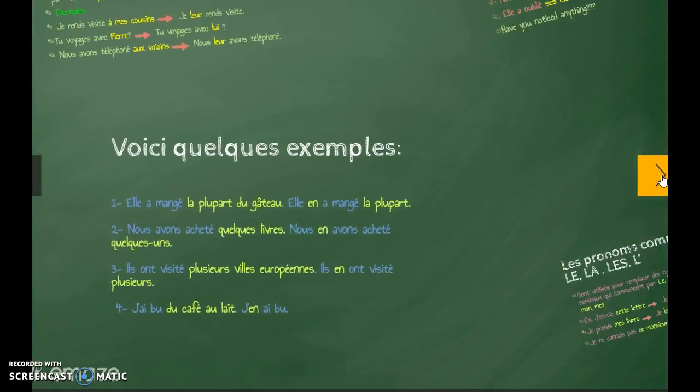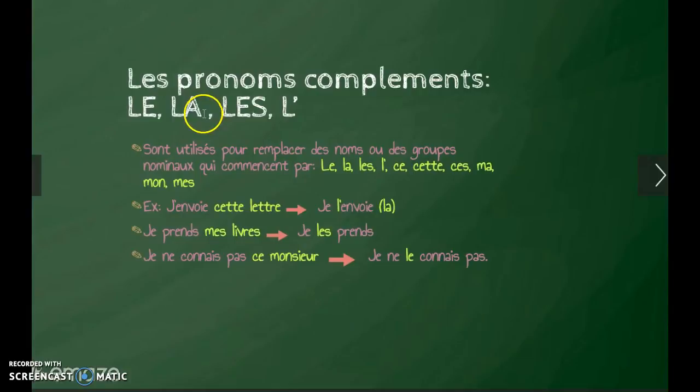D'accord? Now let's talk about the other pronouns, le, la, les, or l'. Again, these pronouns are also used to replace nouns or groups of nouns, des noms ou des groupes nominaux, which start, again, by one of these keywords here: le, la, les, l', ce, cette, c'est, ma, mon, or mes. So again, pay attention to these keywords. They will really help you decide which pronoun you need to use.